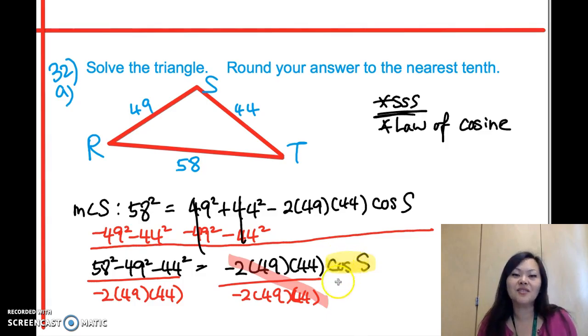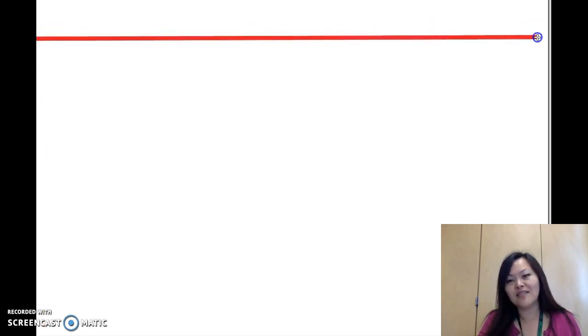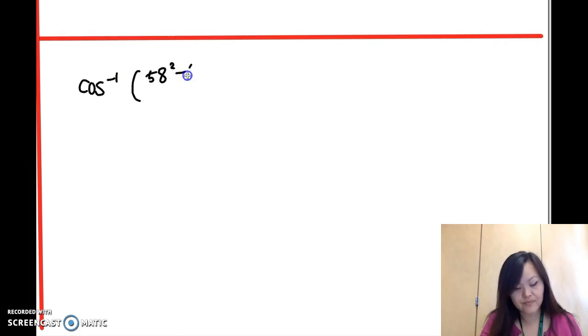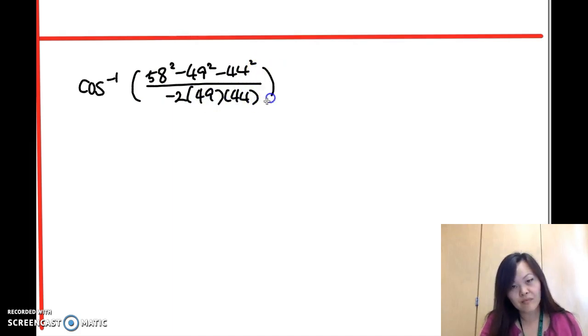But what are we trying to find? Are we trying to find cosine S or the measure of angle S? Yeah, we want to find the measure of angle S, right? So what do we have to do? We have to find the inverse. So let's go ahead and find the inverse, okay? There you go. The inverse of all of that. And that would be the measure of angle S.